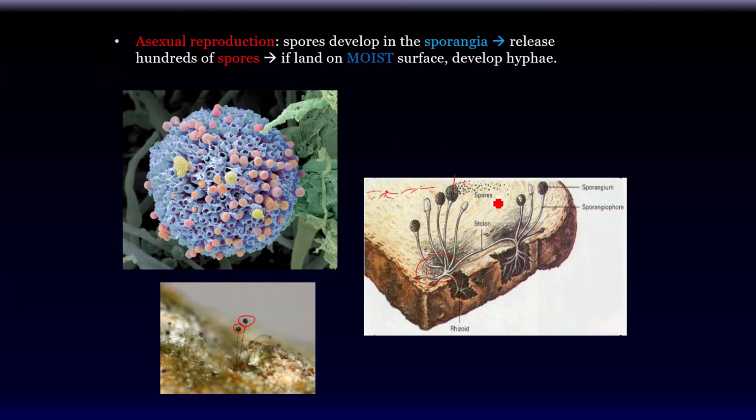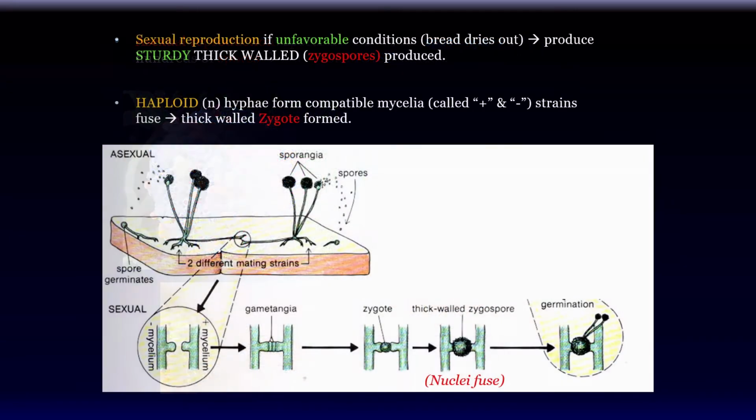So these are a result of asexual reproduction. So again, here the sporangium producing these spores, and this particular one landed over here and is producing another hyphae, and that's the germinating spore.